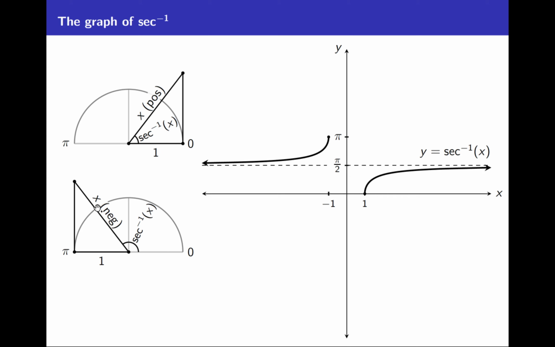Whereas if x gets closer and closer to negative 1, this hypotenuse gets closer and closer to this value of negative 1 here. The hypotenuse becomes closer and closer to being horizontal, and so the secant inverse of x opens up to an angle of pi. You see that happening here as x gets closer and closer to -1, secant inverse of x gets closer and closer to pi.